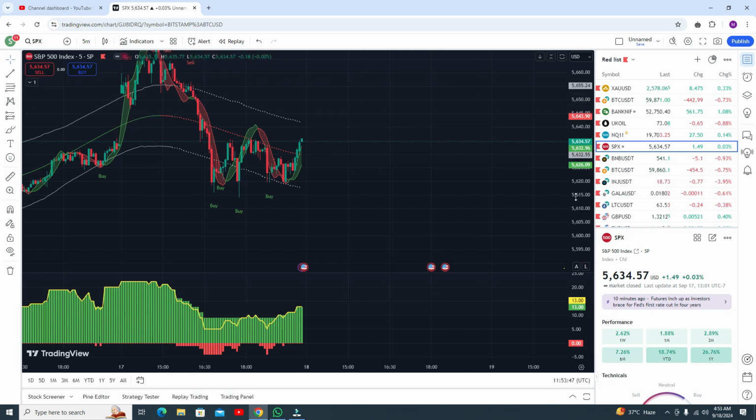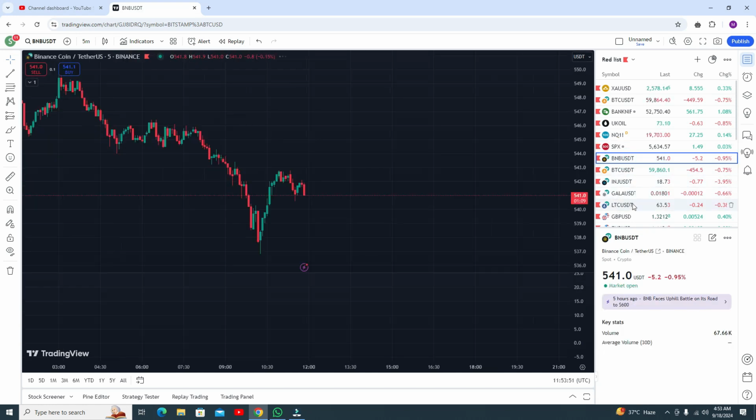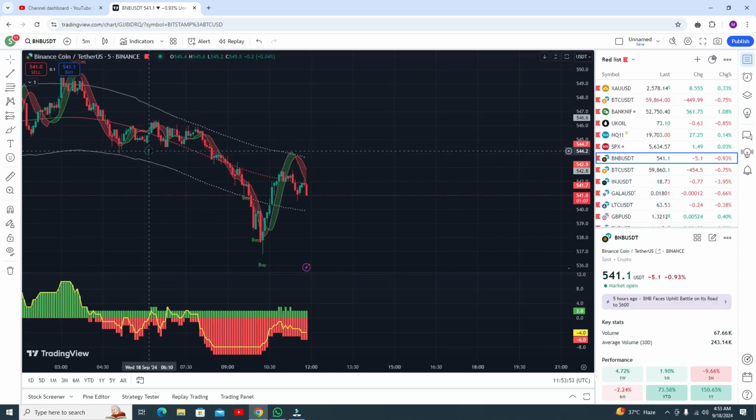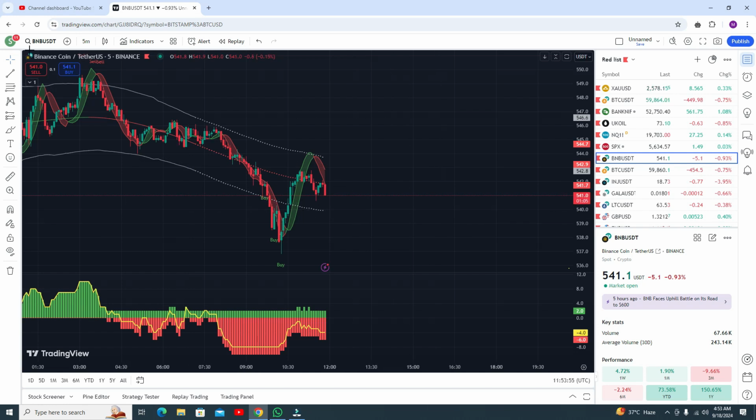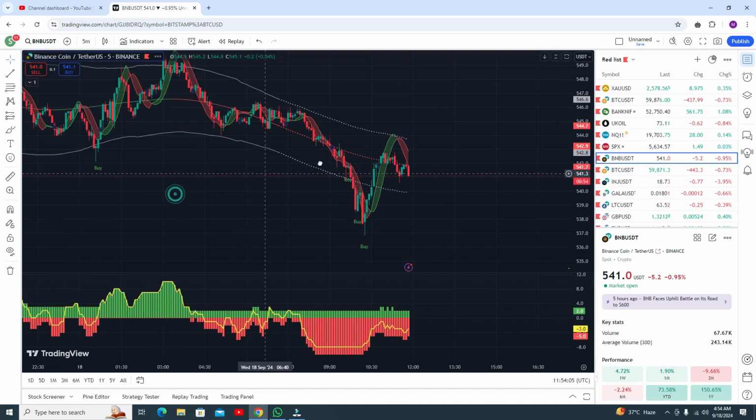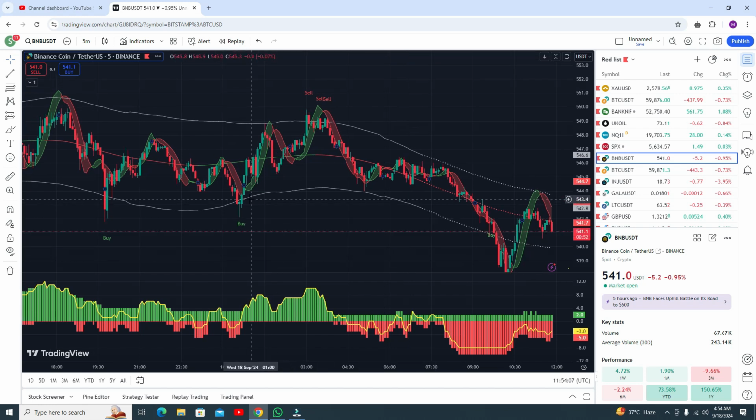Let me show results in some crypto pairs and forex pairs. Now you can see in the BNB, that is a crypto pair, there is no entry so far, and in the previous one, that was your buy entry. Actually, at this point you can see you got the buy signal.